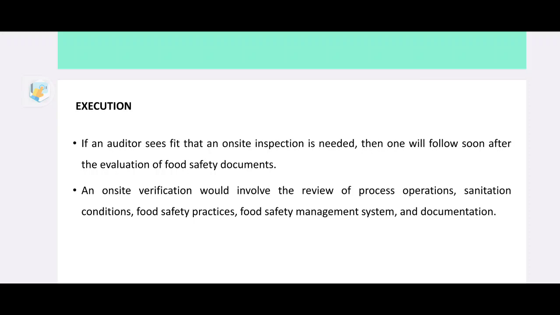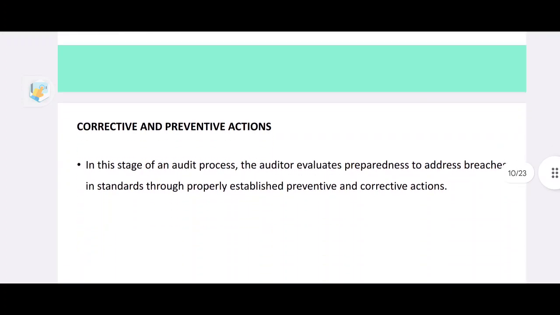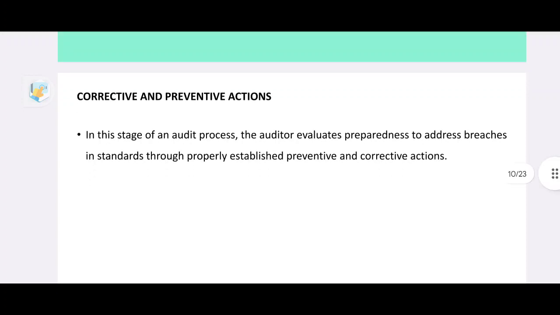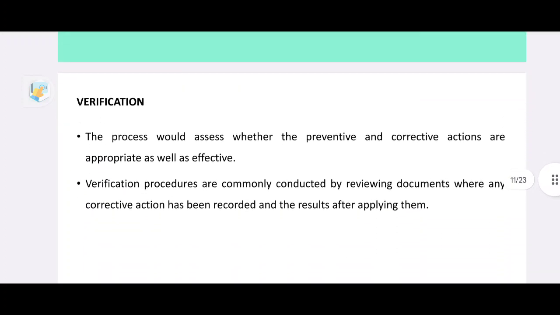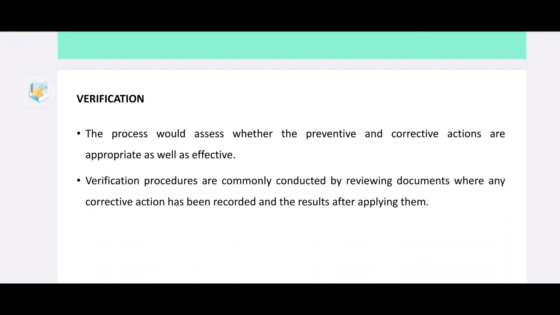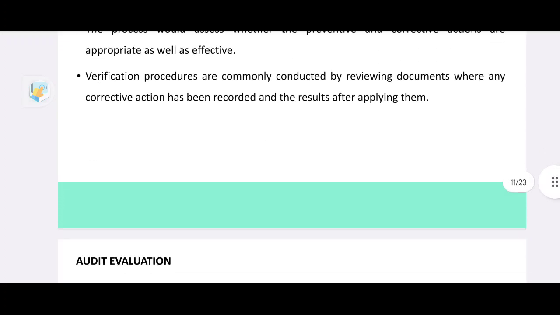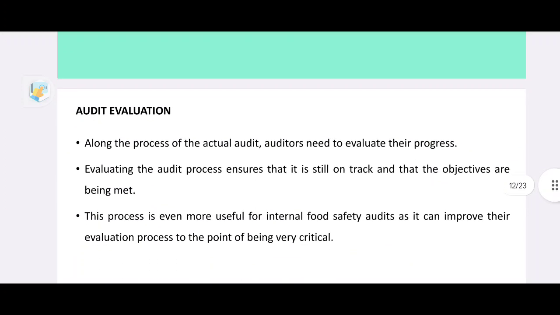An on-site verification would involve the review of process, operations, sanitation conditions, food safety practices, food safety management system and documentation. Next is the corrective and preventive actions. In this stage of an audit process, the auditor evaluates preparedness to address breaches in standards through properly established preventive and corrective actions. Next is the verification. The process would assess whether the preventive and corrective actions are appropriate as well as effective. Verification procedures are commonly conducted by reviewing documents where any corrective action has been recorded and the results after applying them.